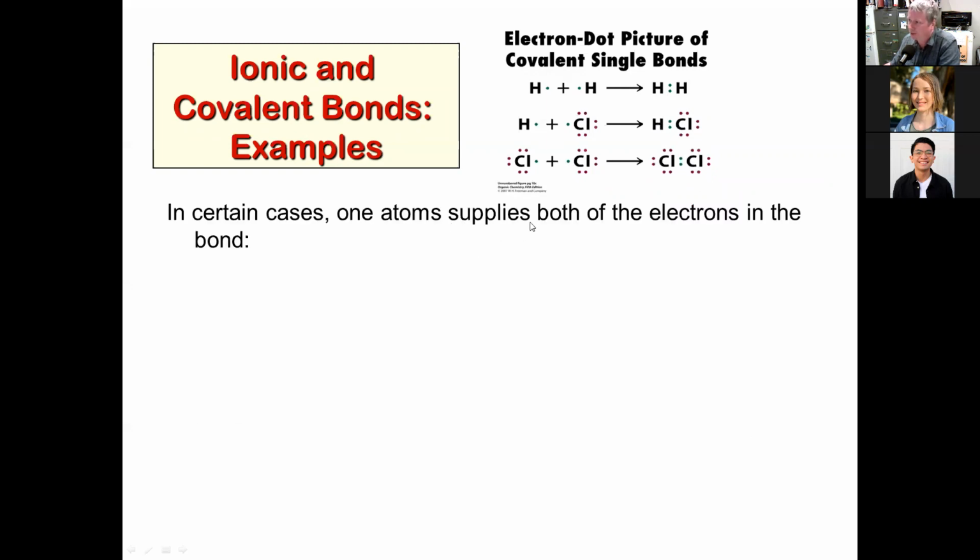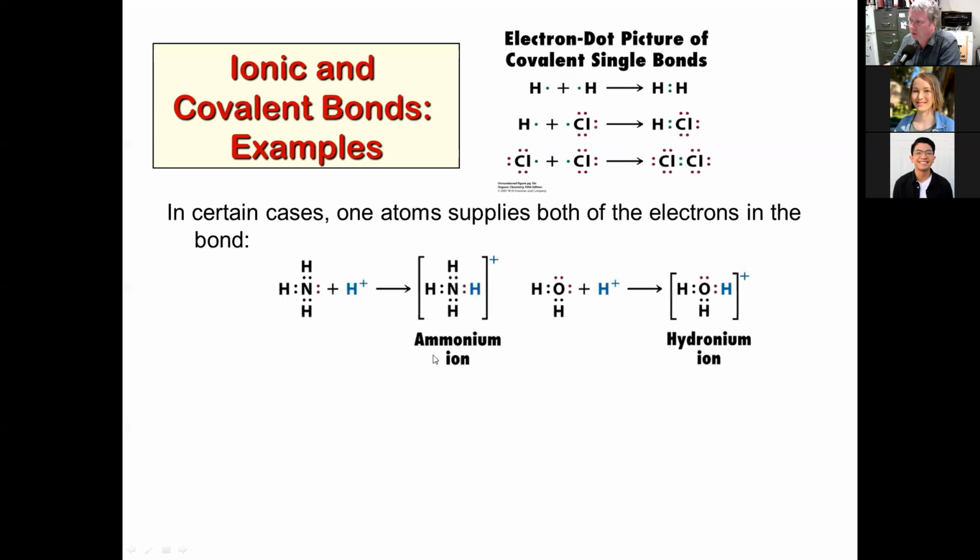In certain cases, one atom supplies both of the electrons in the bond. So ammonia, NH3, is a base, so it loves to react with protons. It actually has a full octet in its native configuration, but it will react with a proton, which has no electrons around it, and it'll form ammonium, NH4+. The charge will be positive. And then water, which also has an octet in its normal configuration, can react with H+ and form hydronium, which is H3O+. Of course, the charges make sense here.